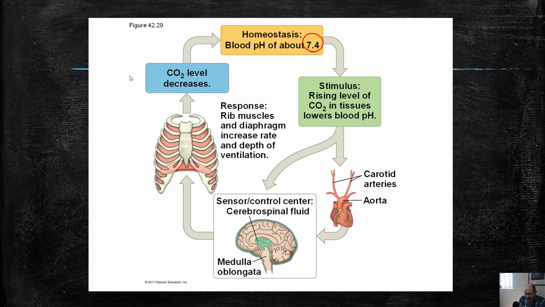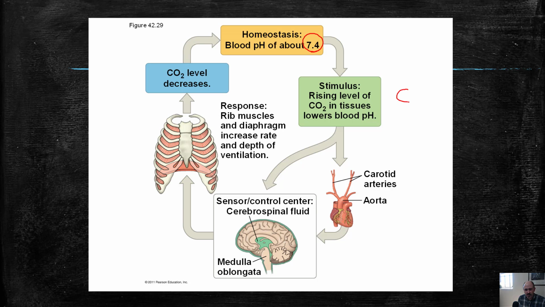Well, how is it that we maintain a steady concentration of oxygen in the blood? Well, the stimulus is rising levels of carbon dioxide. So when you are working out or walking or even just thinking, you're making carbon dioxide. Anytime you undergo cellular respiration, which is all the time, you're making carbon dioxide. When you're doing physical work, you're making even more carbon dioxide than you do when you're at rest.